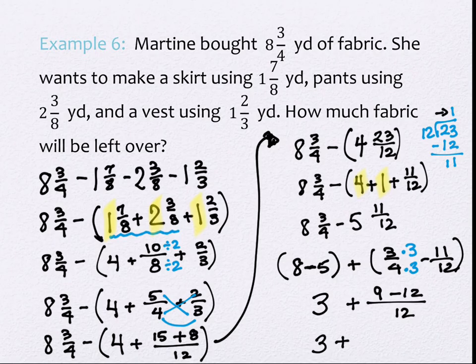Close. Negative 3 over 12. All right, so this is one of the drawbacks of doing it in this mixed number approach.